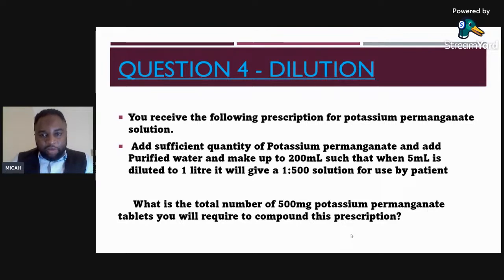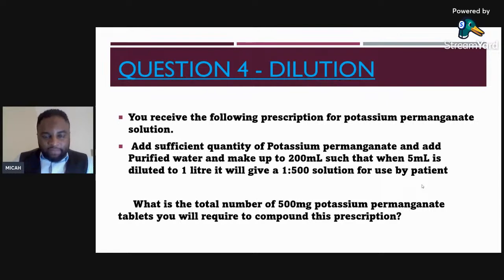The dilution factor is from 5 to a liter. What is the dilution factor from 5 to a liter? 5 to 1 liter. Divide 1 liter, which is 1,000 mil, by 5 mil. And that will give you the dilution factor.